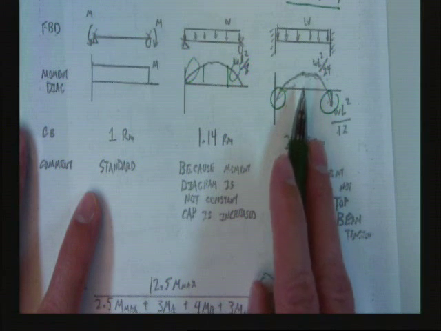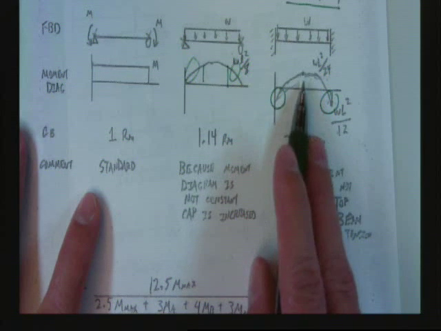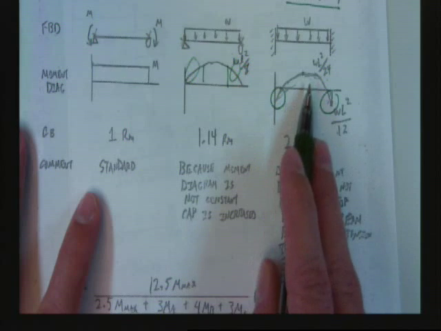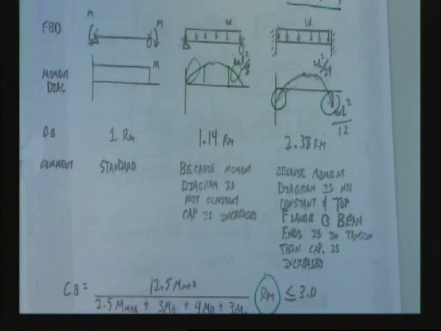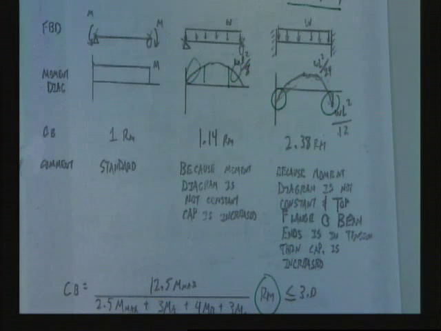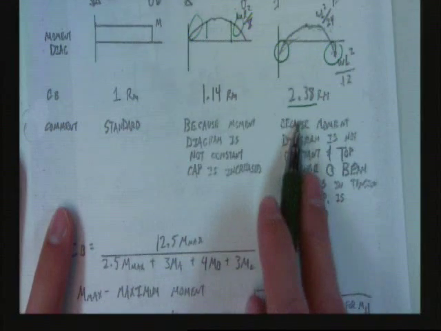So now we have the ultimate fight. I want to buckle. No, I want to buckle. I want to buckle. No, I want to buckle. What ends up happening is they end up helping each other. Top helps restrain the bottom, bottom helps restrain the top. The capacity goes up even higher.